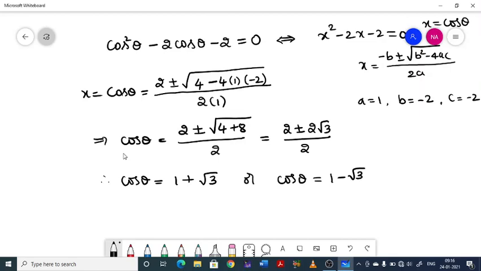See, root 3 is strictly greater than 1, right? Root 3 is greater than 1. So if you take 1 plus root 3, that is strictly greater than 2.